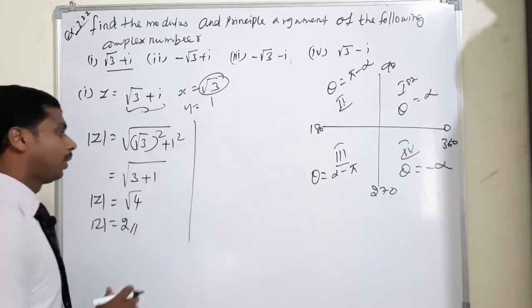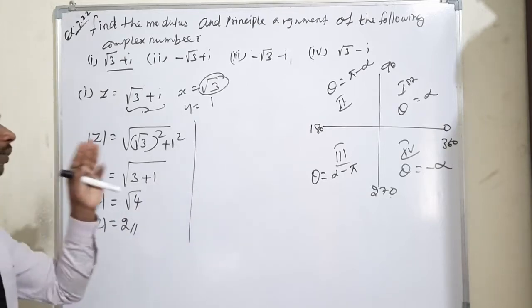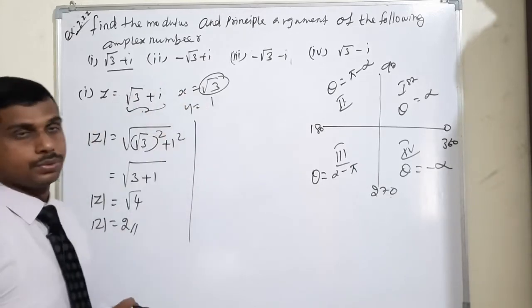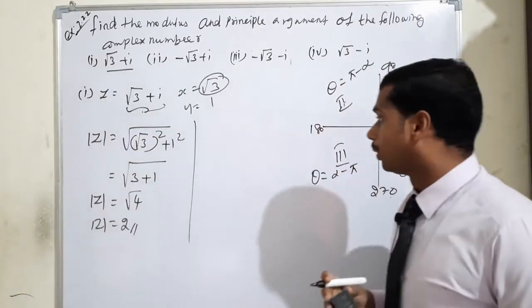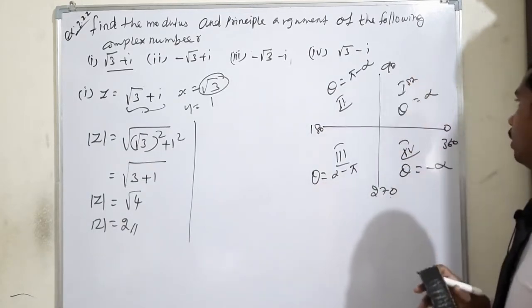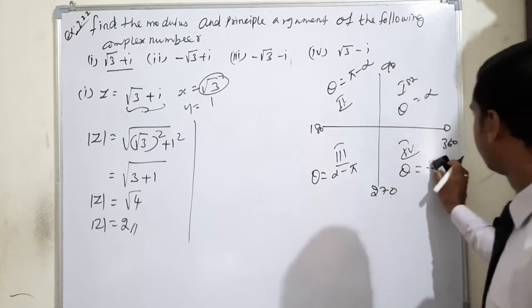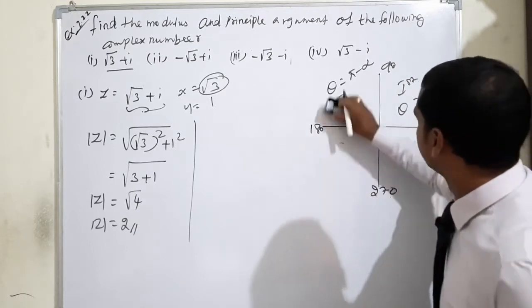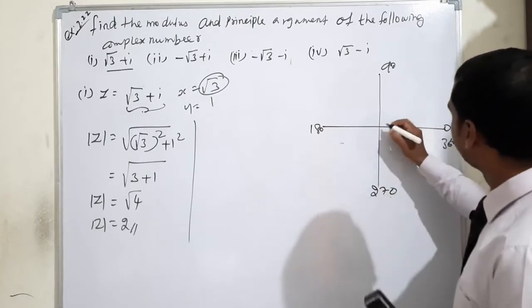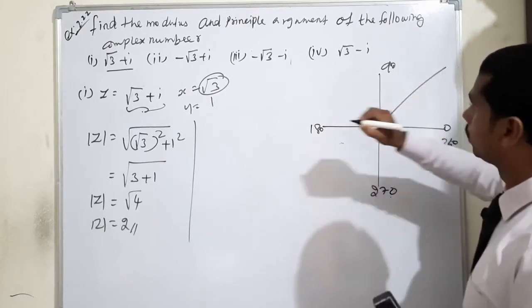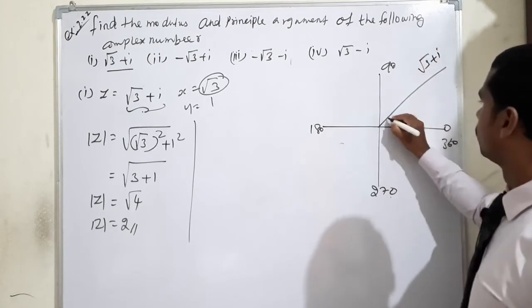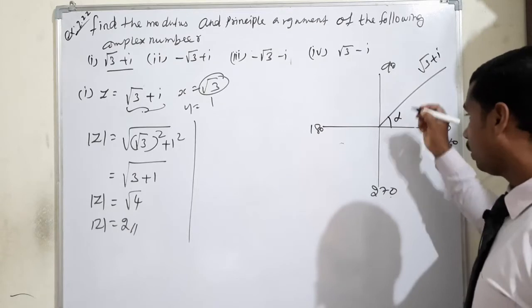Then what else do we need to find? The principal argument. Before moving to the argument, we already know x is positive and y is also positive. So since both terms are positive, we can definitely say it lies in the first quadrant, the 0 to 90 interval. Just I will show it. It lies in the first quadrant. So this is called alpha, isn't it?